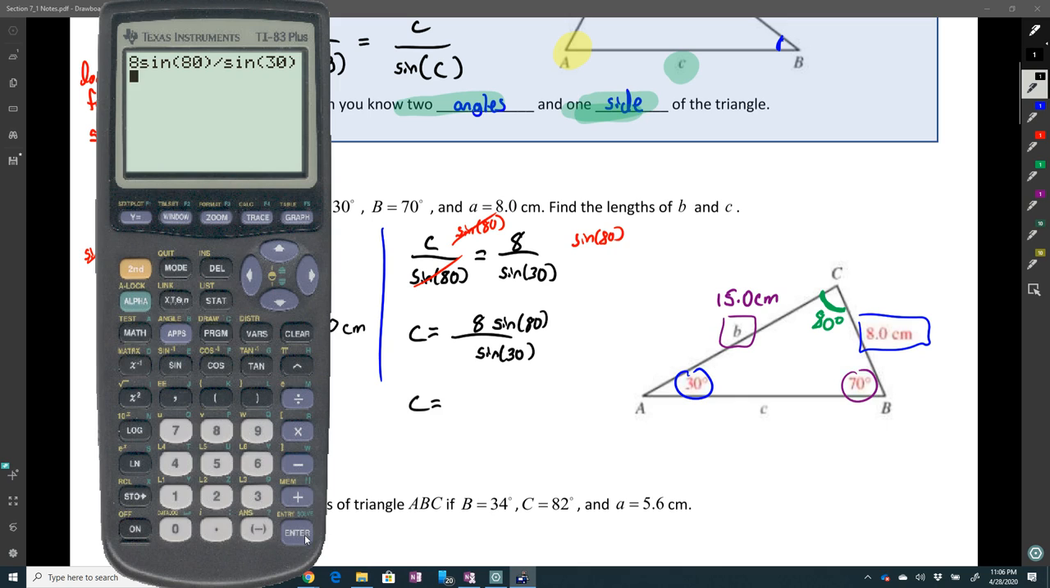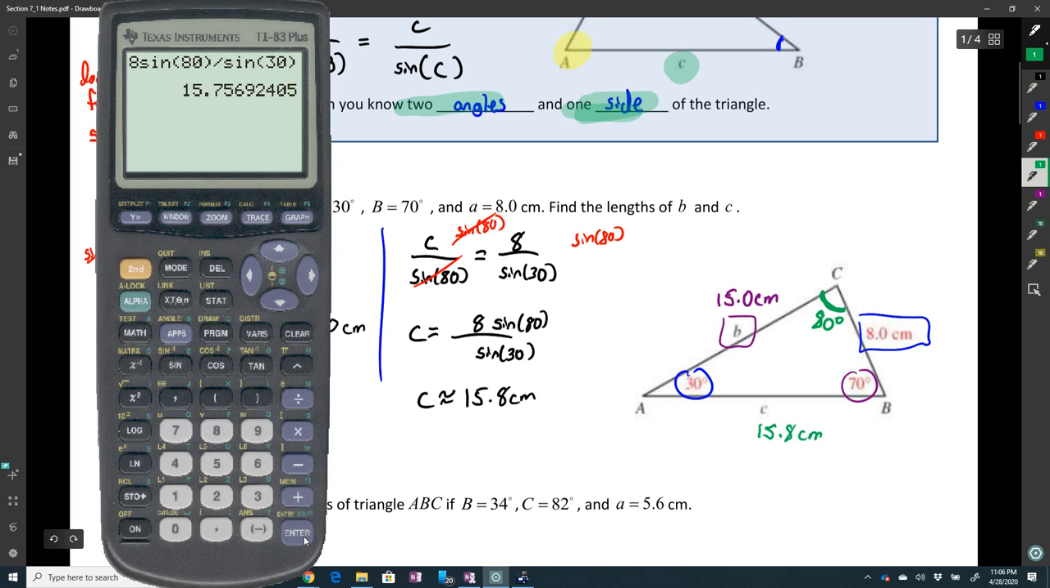8 sine 80 over sine 30, and that gives me 15.8. I'm rounding to 1 decimal place. Again, read the homework carefully to see how much you need to round to. Let me make it the same color. There you go.